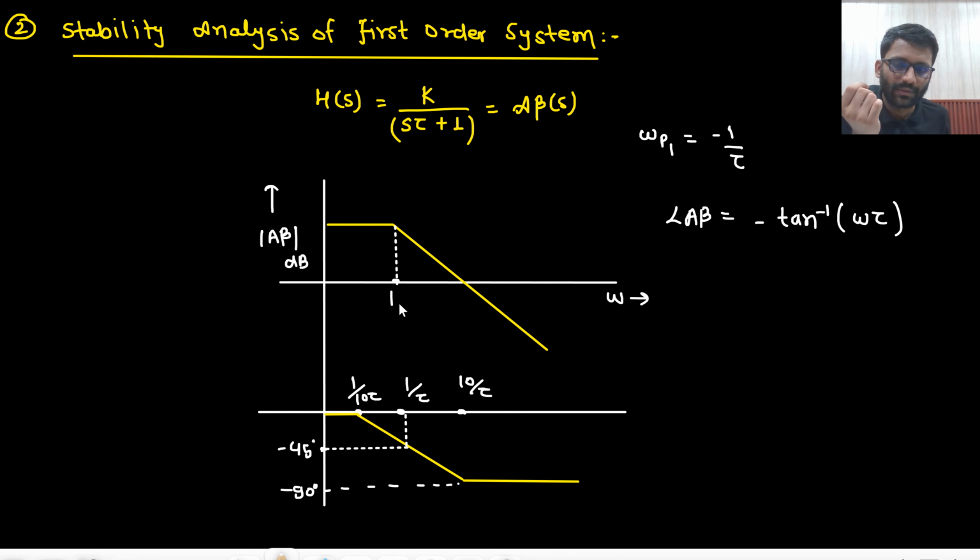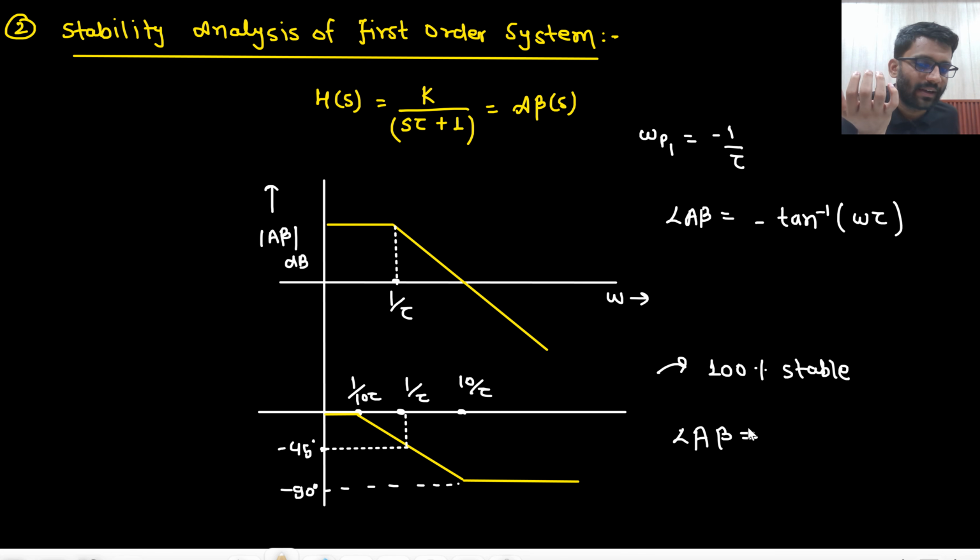And this is your 1 by 2. Tell me if it is stable or unstable. It is 100% stable, right? 100% stable. Why? Because A beta can never give you 180 degree phase shift. A beta can never be equal to minus 180 degree. It can never ever give you 180 degree phase shift.